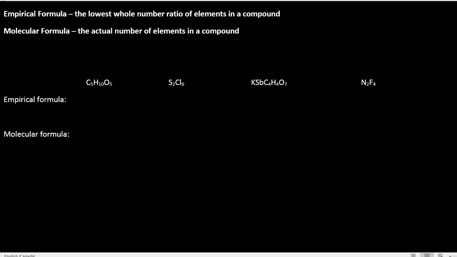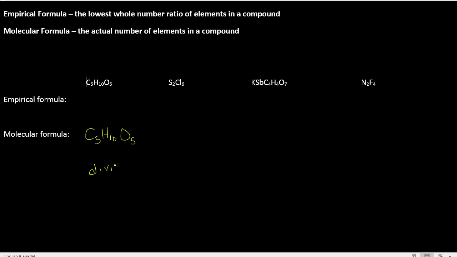We're going to have a look at what's known as empirical and molecular formulas. So the empirical formula for a compound is the lowest whole number ratio of elements in that compound, while the molecular formula is the actual number of elements in the given compound. You can see on the screen I have 4 different compounds. We're going to look at the empirical and molecular formula for each.